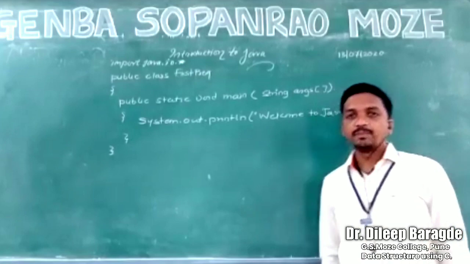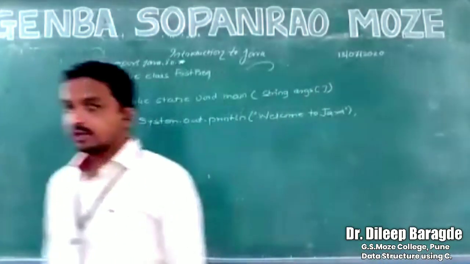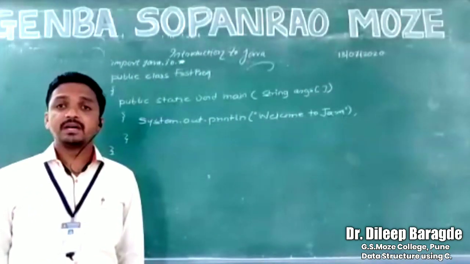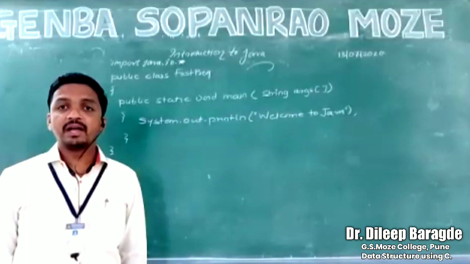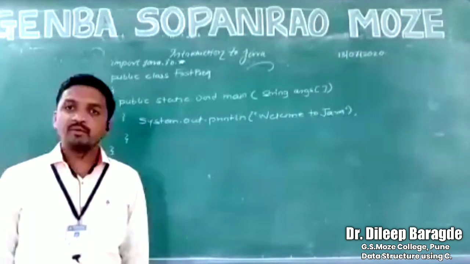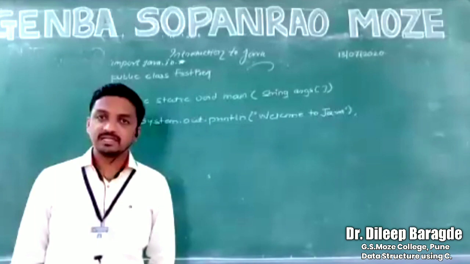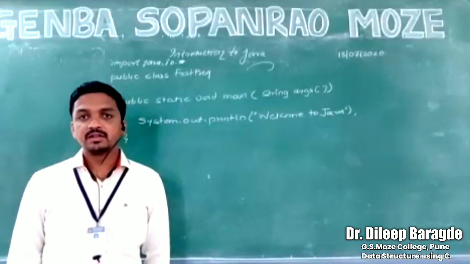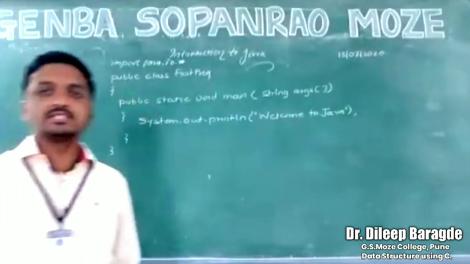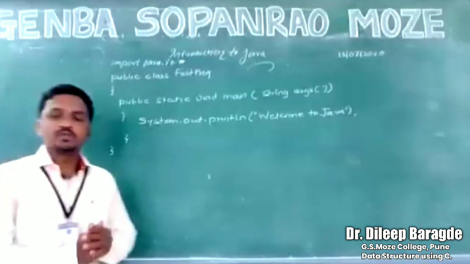First, that is public class FirstProgram. As I told, Java is a class oriented programming language. Every Java program must have at least one class. If I want to write the main function also, that is included in a class. So that's why we have to declare one class. So this class here is FirstProgram.